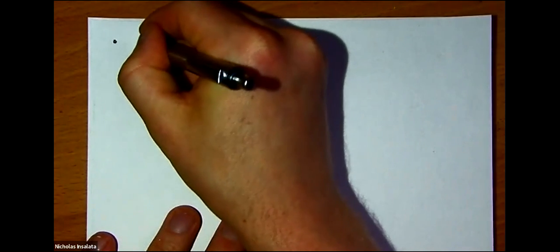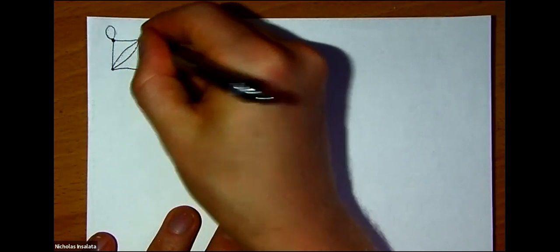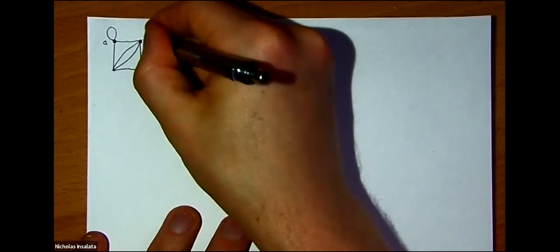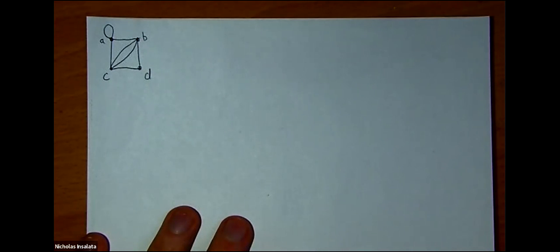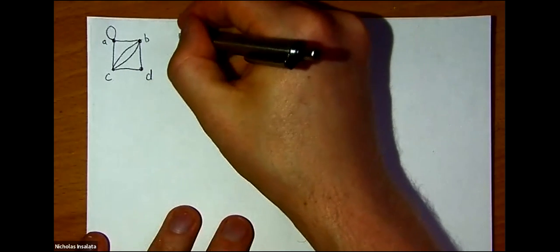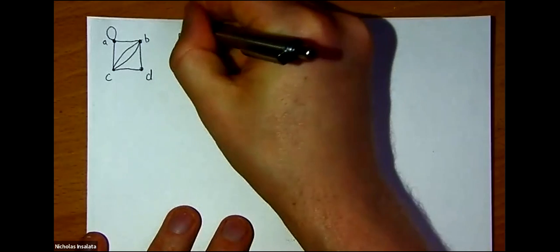Let's stick with one of our 4 vertex graphs. Why don't I do a square and a loop and maybe 2 parallel edges down the diagonal? How about that? That's a nice one. I'll call the vertices A, B, C, and D. And let's find the adjacency matrix that corresponds to it. So here's our adjacency matrix. I'll just put some little labels up here.